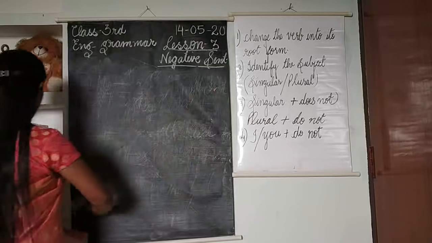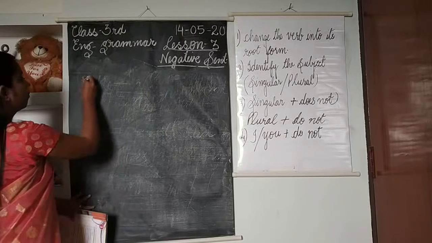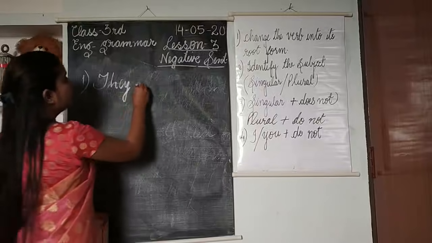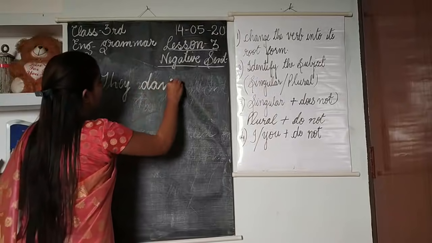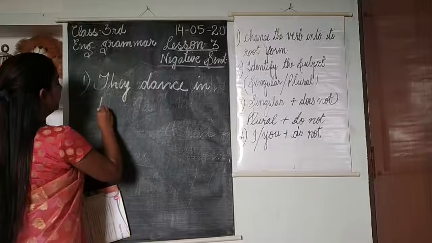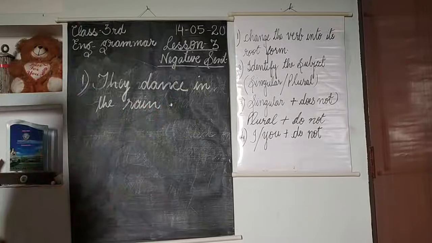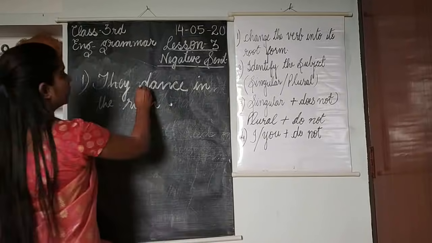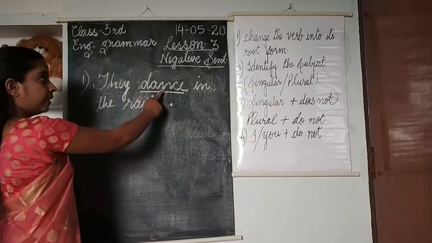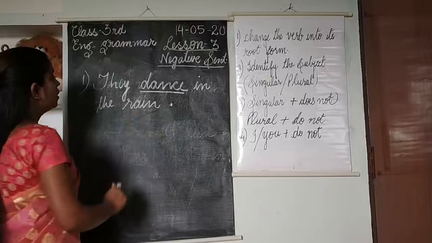Now, another example. They dance in the rain. Now see here in this sentence, children, what is the verb here? Dance is the verb. This verb is in its base form, its root form, so no need to make any change in it.